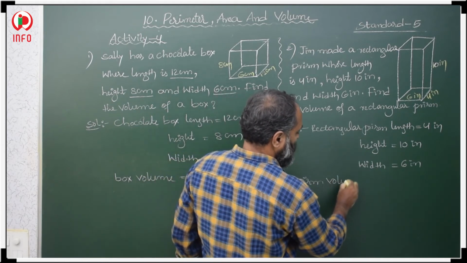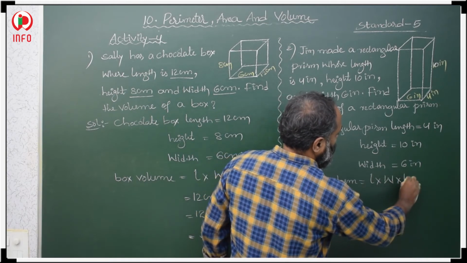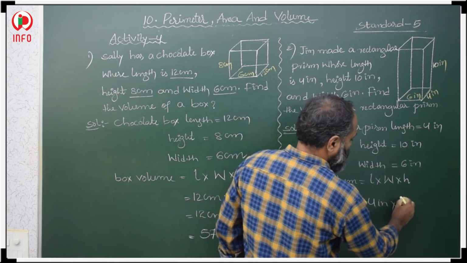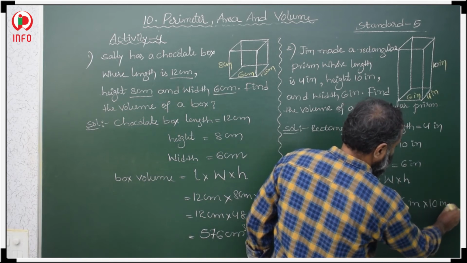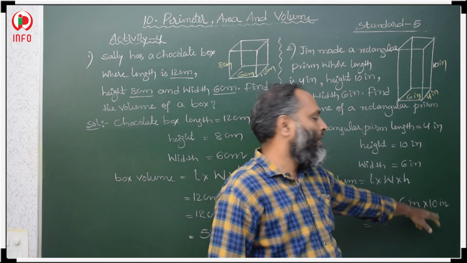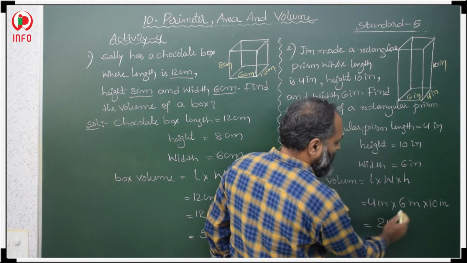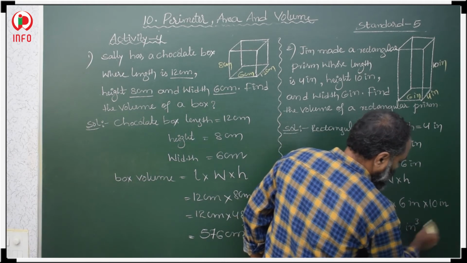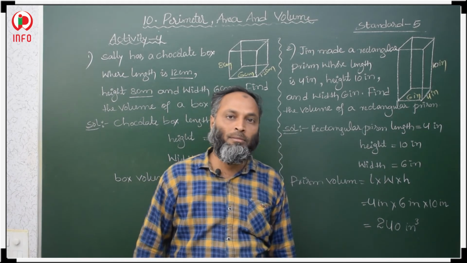Then prism volume is length into width into height. What is the length here? 4 inches, width 6 inches, height 10 inches. Now multiply. 4 6s are 24, 24 10s are 240. 240 cubic inches. Okay, this is the volume of this rectangular prism.